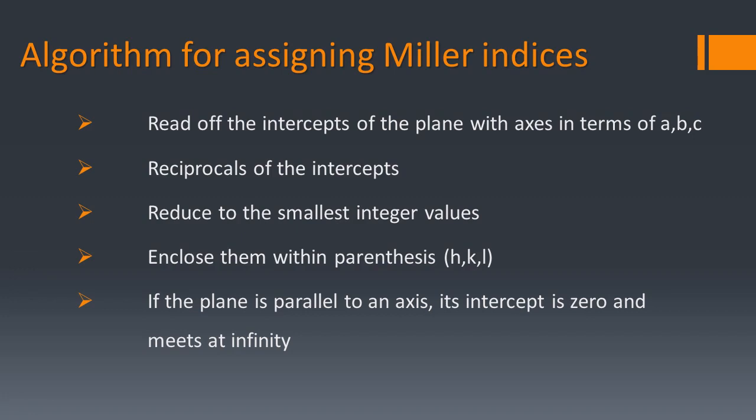And the second one is taking reciprocals of the intercepts. It's important to take the reciprocals of the intercept values along the x, y, z axes. The next one is that those values are reduced to the smallest integer values. The reduced values should be indicated within parentheses, as we already know that we should represent them as H, K and L values.